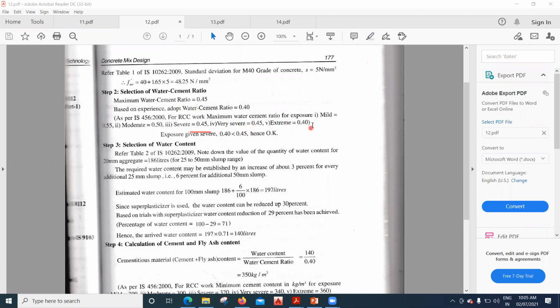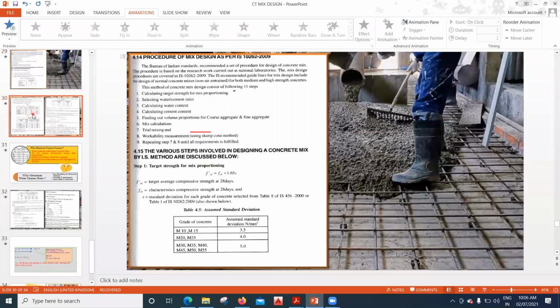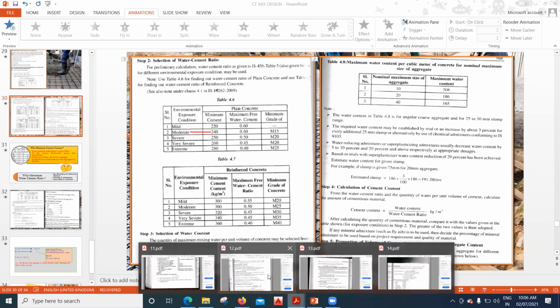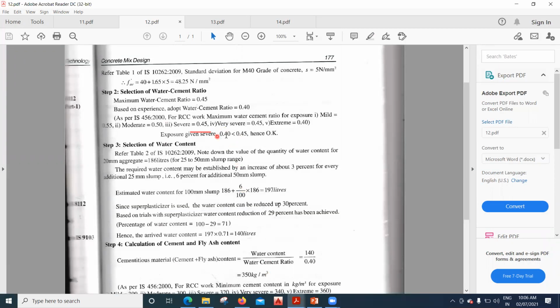If you're not able to understand where it's coming from, try to follow my previous lecture where I've explained it in detail. I will not explain it in detail in this lecture as well. For the severe exposure condition, what we are considering is 0.40, which is less than 0.45, hence it is okay. This is the exposure condition table. For the severe exposure condition, we are referring to RCC, and the maximum free water cement ratio you have to take is 0.45, and that's what we have done here. So 0.4 is what we assume, the maximum is 0.45, which is less, hence it is okay.